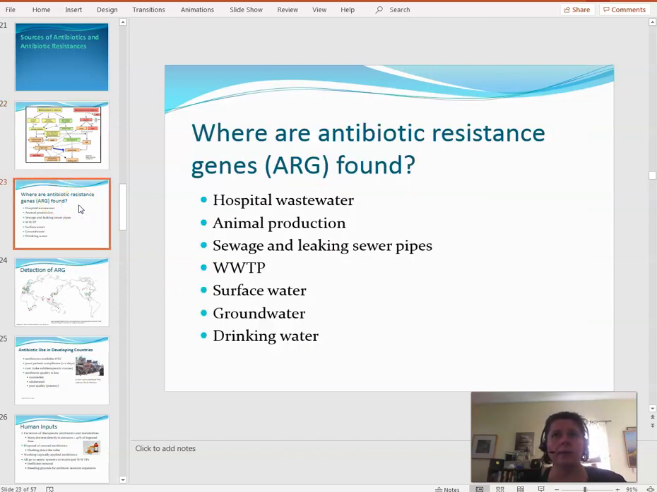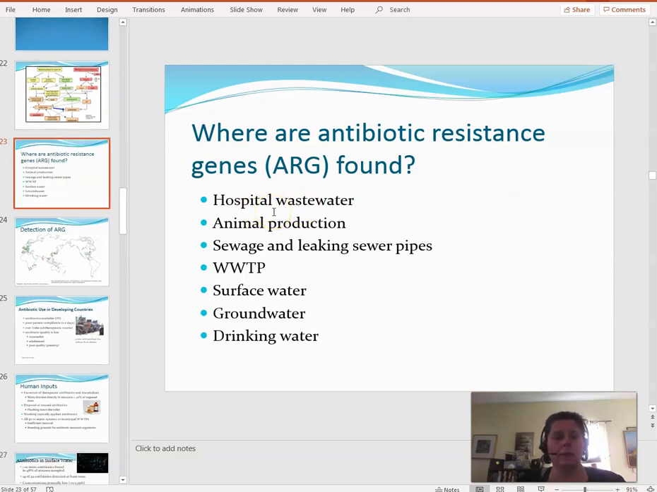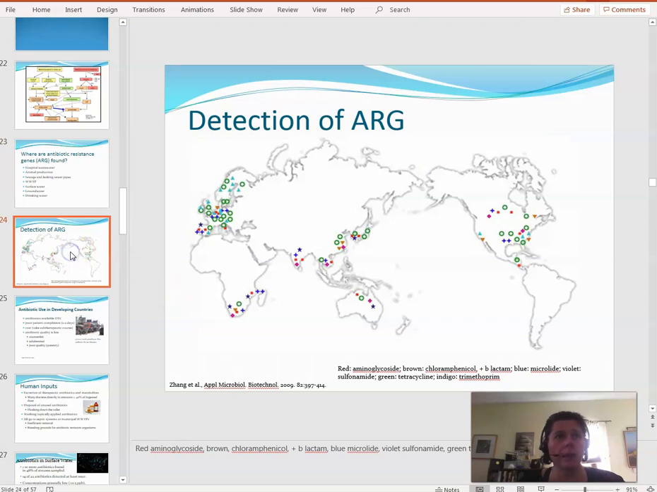So where are antibiotic-resistant genes found? Well, they are found everywhere. We find them in hospital wastewater. We find them in animal production facilities. We find them in leaking sewer lines. WWTP stands for wastewater treatment plant. They're found in surface water, groundwater, and drinking water. We find these resistant bacteria everywhere, and so this is a major problem. This is just a study that was done, and it shows that they are all throughout the world, and you can find them wherever people are.